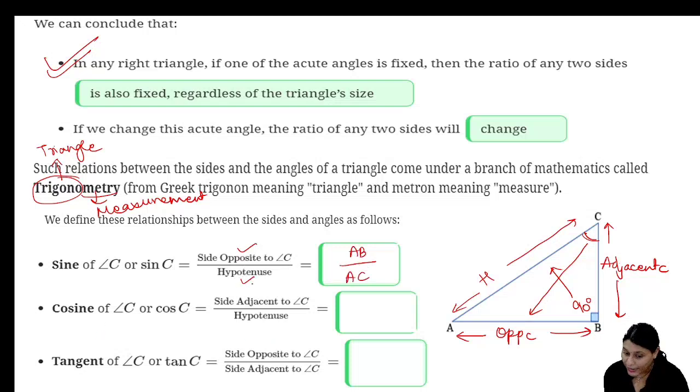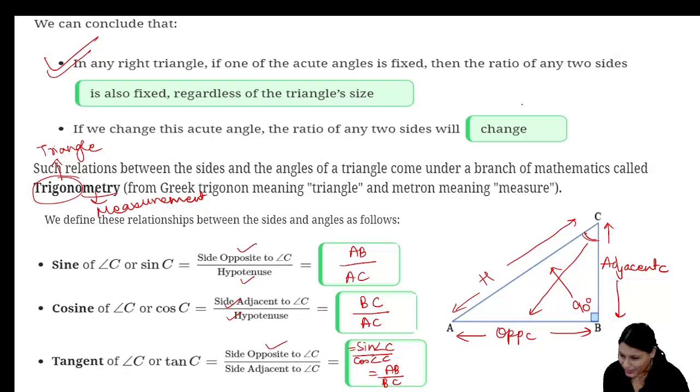If I see cosine, the formula is adjacent upon hypotenuse. So adjacent is BC upon hypotenuse AC. Now what is tangent? Tangent is sine upon cos. Here as we are talking about angle C, we will write angle C. When we divide sine upon cos, we get this formula, opposite upon adjacent. So opposite is AB upon BC. Now, as we have seen from similarity, all these ratios are always fixed when the angle is fixed.